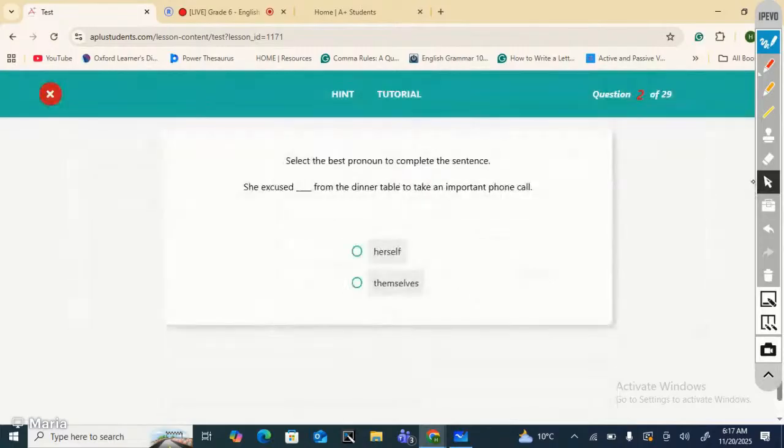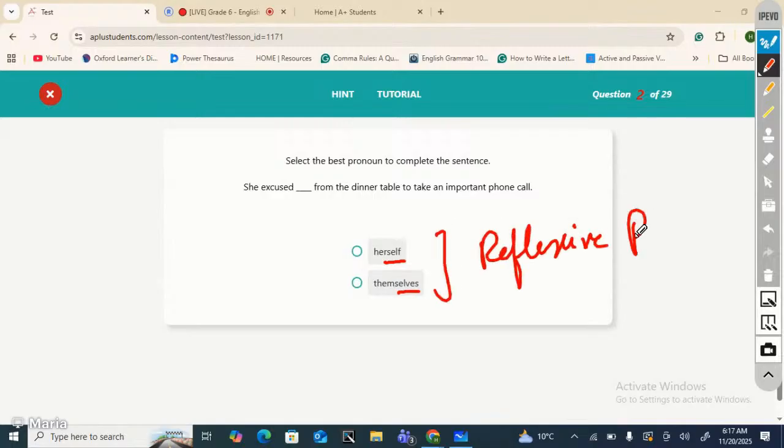She excused blank from the dinner table to take an important phone call. Now, she excused herself or themselves. Both are reflexive pronouns, and I know you know about it because one ends in self, one ends in selves. Both are reflexive pronouns, but you just have to use the proper one, the best pronoun, the suitable one, the one which refers back to the subject of the sentence.